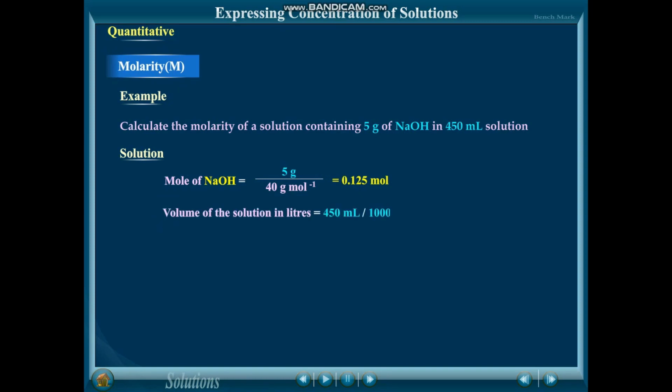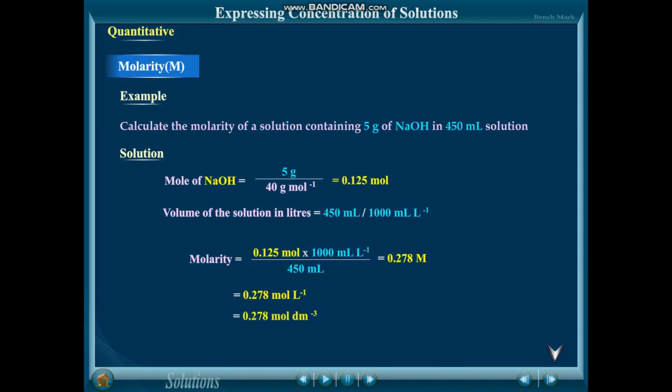And the volume of the solution given in the question is 450 ml. It has to be converted into liters, so it is divided by 1000. So molarity is equal to 0.125 mole of NaOH divided by 450, and 1000 for converting goes to the numerator. That is equal to 0.278. That is the answer: 0.278 moles per liter or 0.278 moles per decimeter cube.